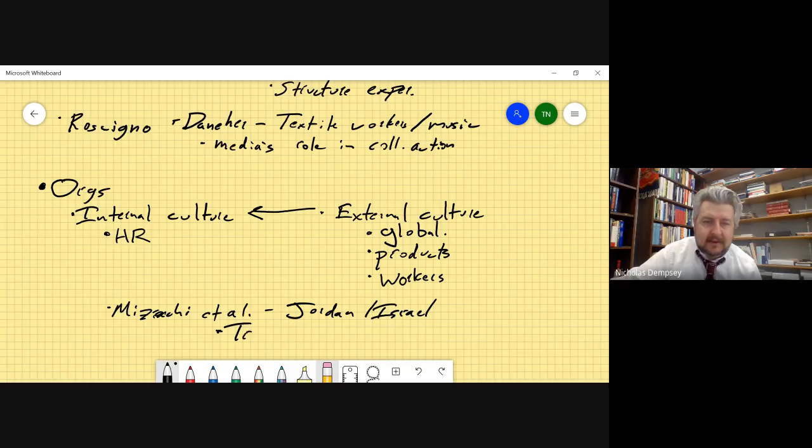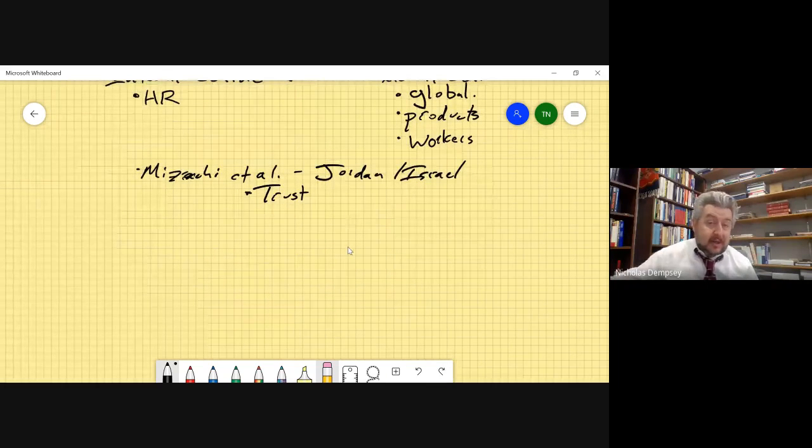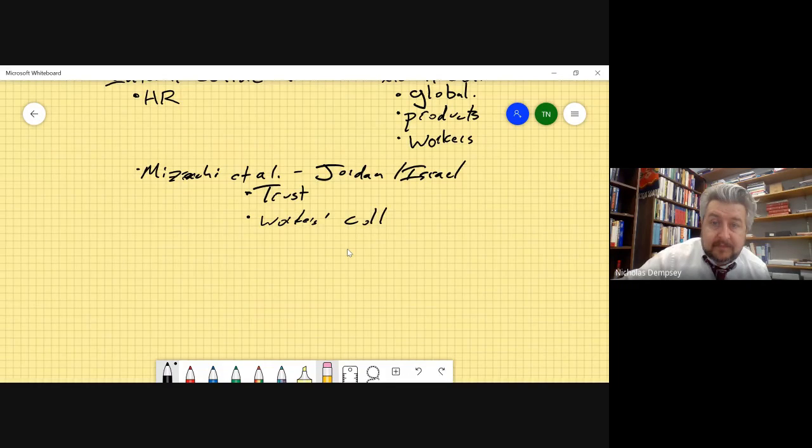The specific thing they focus on in that article is issues of trust. But I would say, more generally, workers' cultures. You can pull a lot of examples out of that article, things like paternalism, attitudes towards paternalism, especially in Jordan.